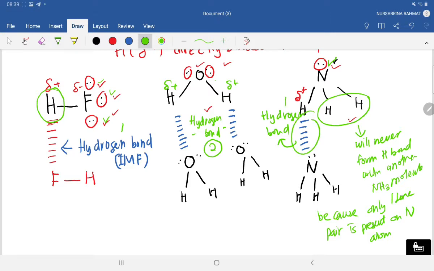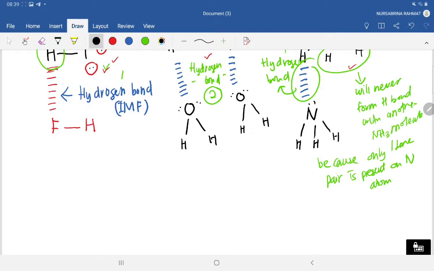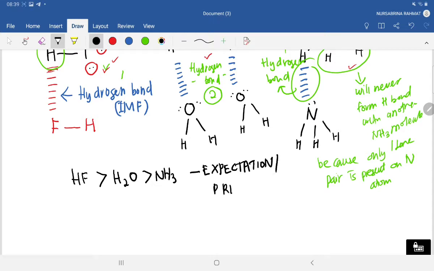So let's say we need to explain the trend in boiling point between these three different molecules. You're going to expect initially, since fluorine is the most electronegative atom on Earth, followed by oxygen and nitrogen, that HF has the highest boiling point, followed by H2O, followed by NH3. So this is our expectation, or in other words, our prediction. Increasing boiling point.